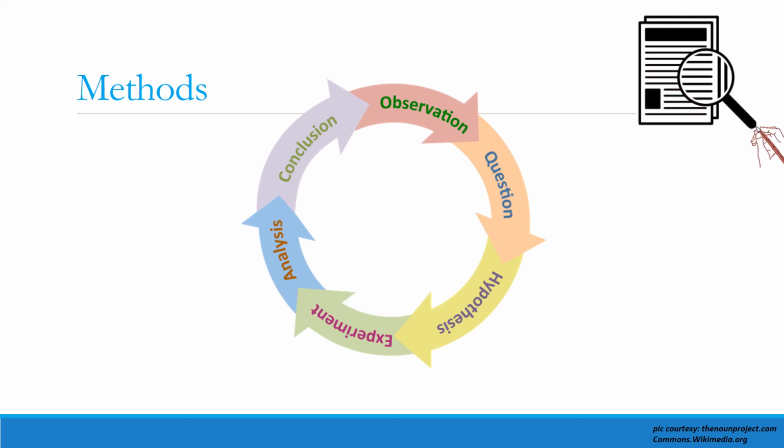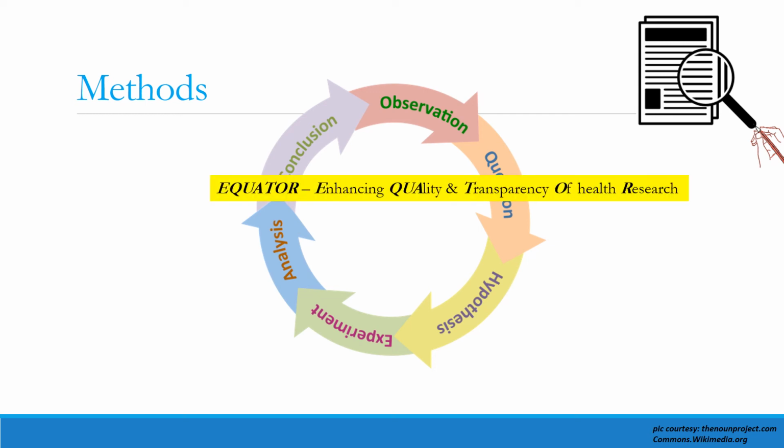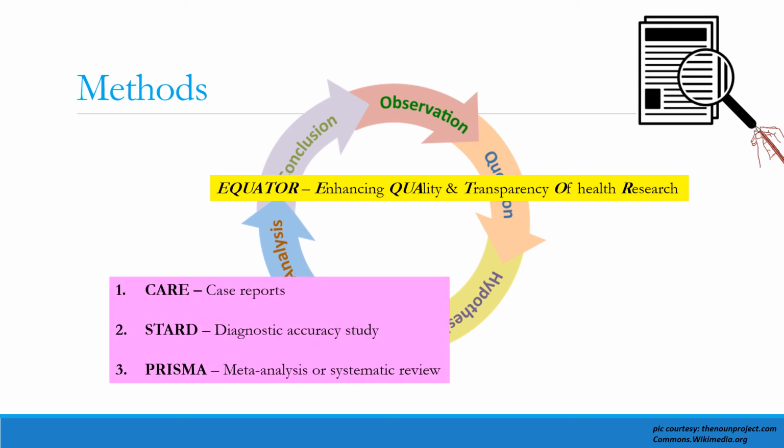Now, an international initiative called the EQUATOR, that is Enhancing the Quality and Transparency of Health Research. It is a network which gives guidelines and checklists for reporting research. For example, CARE guidelines for case reports, STROBE guidelines for observational studies, CONSORT guidelines for RCT, STARD guidelines for diagnostic accuracy studies, and PRISMA guidelines for meta-analysis or systematic review.